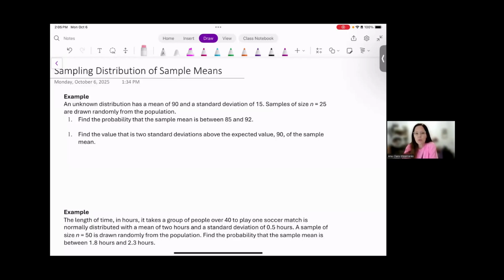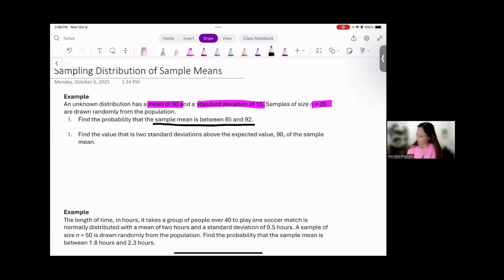An unknown distribution has a mean of 90 and a standard deviation of 15. Samples of size n equals 25 are drawn randomly from the population. I want to pause right there and let you know that when you see samples of a size, that's telling you we are no longer dealing with the population. We are dealing with the sampling distribution of sample means. So find the probability that the sample mean is between 85 and 92.